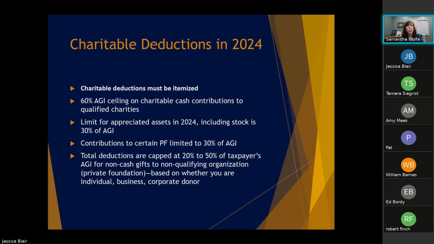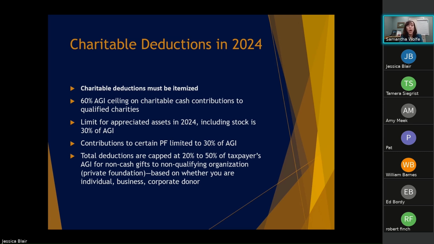Now, the limit for appreciated assets in 2024, that would be stock, for example, is 30% of your adjusted gross income. So 60% is the maximum. That's going to be on cash contributions. If you're doing things like stock, then it's 30% of your adjusted gross income. Contributions to certain private foundations, that's what that PF means, is also going to have that limit of 30%.